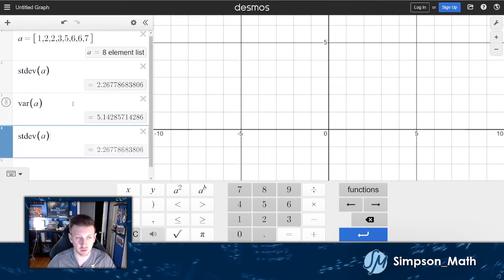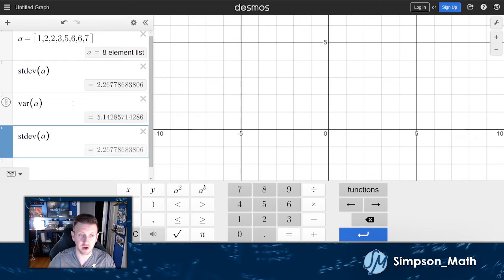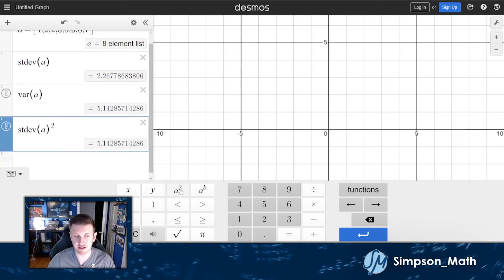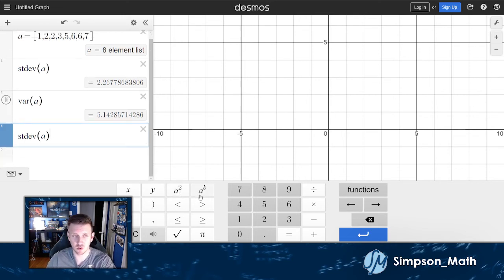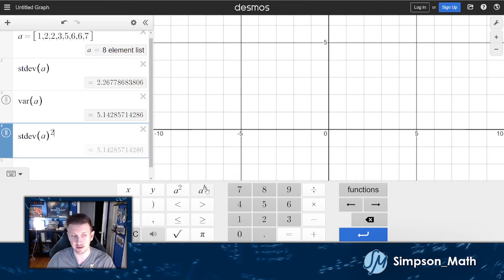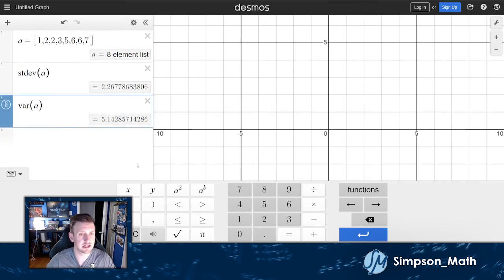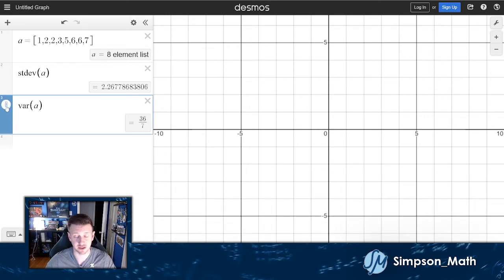How did I do the square on my keyboard? I did Shift 6, and now I'm in the exponent, and then I added the 2. On the on-screen keyboard, you can just click this to give you the square, or you can click the A to the B to get into the exponent, and then type in a 2. One more thing about Desmos: if you want to force it to a fraction, like I said, the variance should be a fraction, so that's nice.